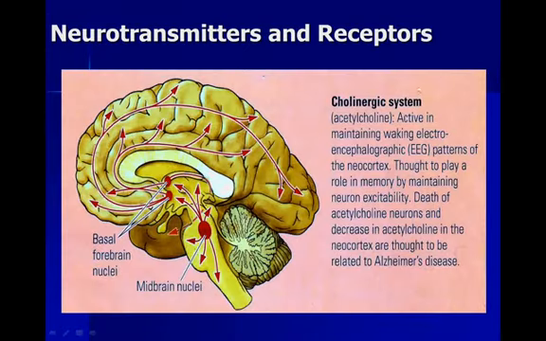So this cholinergic system is active in maintaining our waking brainwave patterns, whereas serotonin is in our resting brainwave patterns. It's thought to play a role in memory by maintaining neuron excitability, and in fact, acetylcholine is one of the things that's affected a great deal by Alzheimer's disease, and a lot of the treatments for Alzheimer's is in boosting acetylcholine levels. The death of acetylcholine neurons and decreases in acetylcholine in the neocortex are thought to be related to Alzheimer's disease.